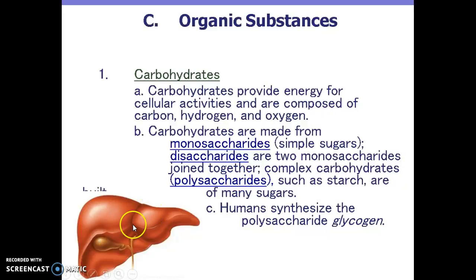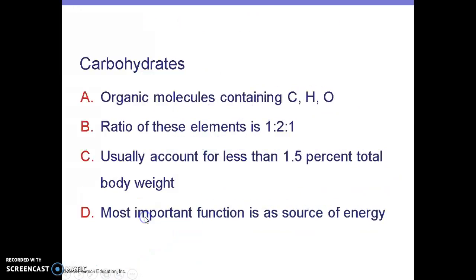Our liver makes a polysaccharide from excess glucose. It makes glycogen. Glycogen is the storage form of glucose in our body. Our muscles, as well as our liver, make glycogen. The most important thing here is that carbohydrates are made of carbon, hydrogen, and oxygen. They're organic, and it is our source of energy.